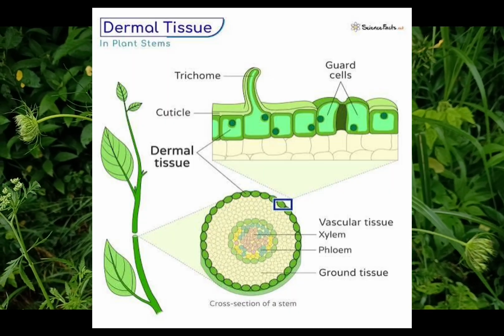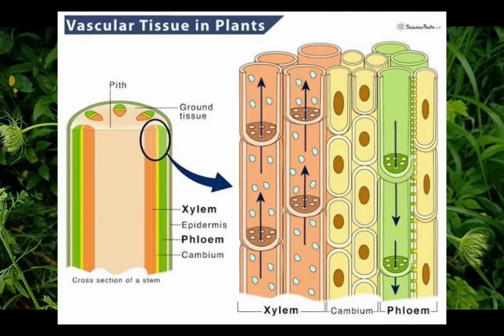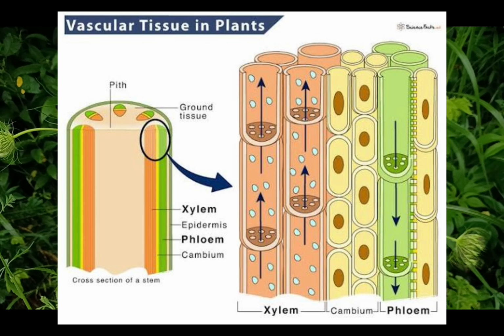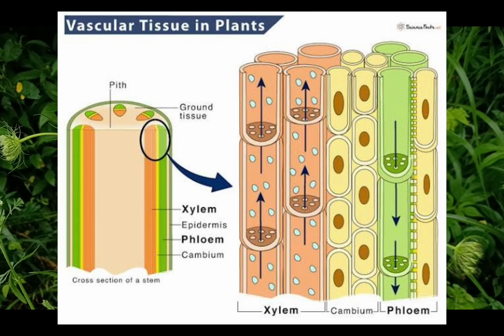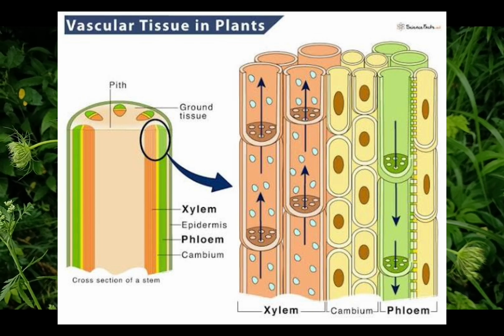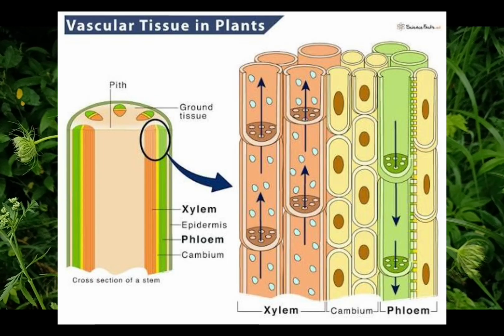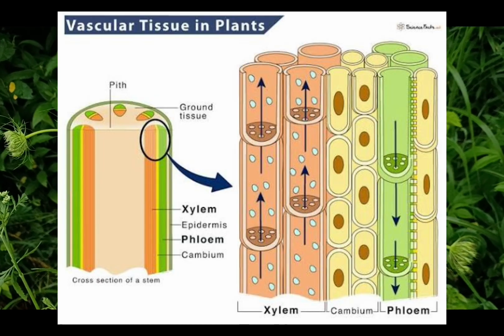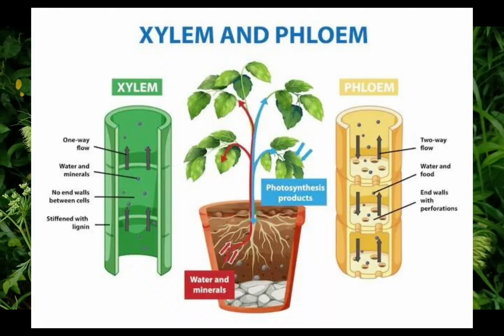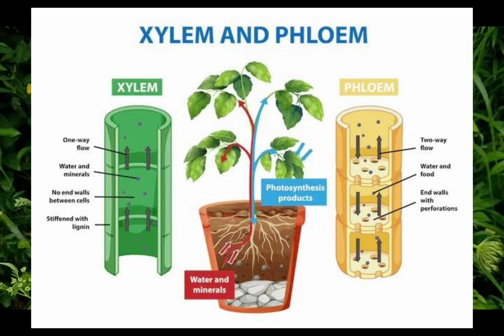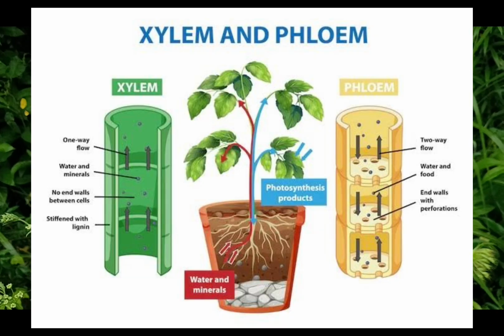Then we have the vascular tissue, and this allows transport throughout the plant of a lot of different stuff. It includes the xylem and the phloem. The xylem transports water and minerals in the direction from the roots to the leaves. And a lot of these cells are actually dead by maturity. Overall, they have thick lignified walls, and that provides support.